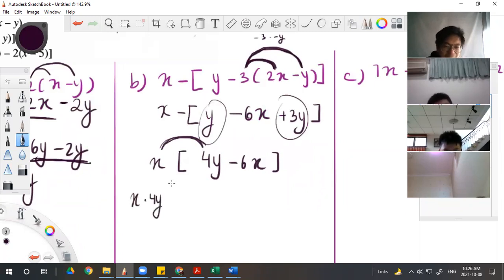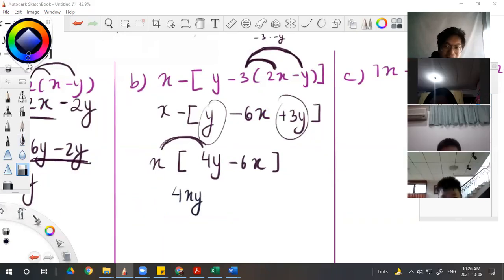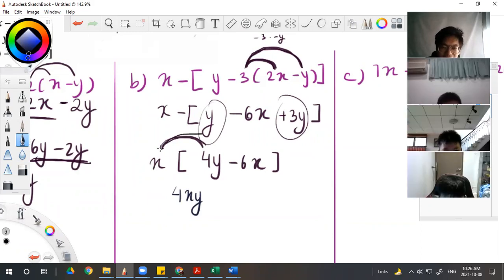Oke, ayo Felix, abisin. X times 4Y berapa? Biar cepet. X times 4y. Ini kan kayak 1X times 4Y kan? Bener gak? Yes. Jadi, 1 times 4, 4. Terus XY gitu. Oke? Oke, next. Terus X times negative 6X. Negative 6X square. Because X times X.